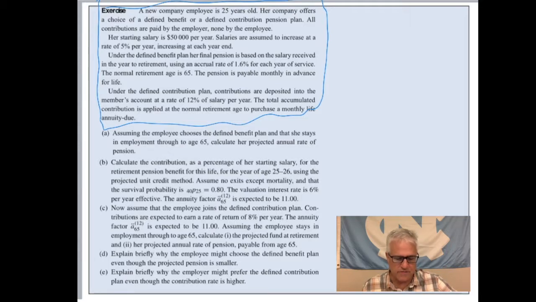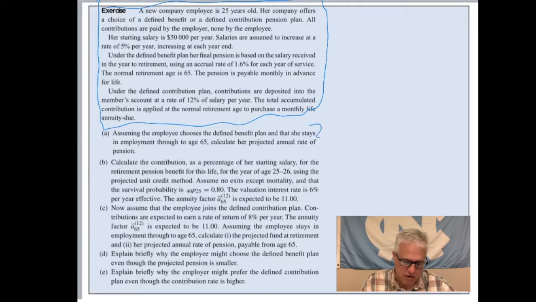Okay, and under the defined benefit plan, her final pension, this is a typical way to calculate a defined benefit pension, is 1.6% of her final salary times the number of years of service. Okay, and the normal retirement age is 65, and the pension's payable monthly in advance. Under the defined contribution plan, the company's not promising anything except to deposit 12% of the employee's salary into her account each year.